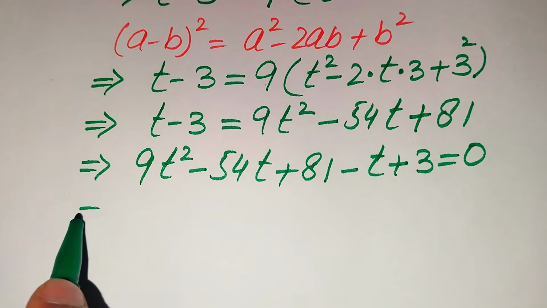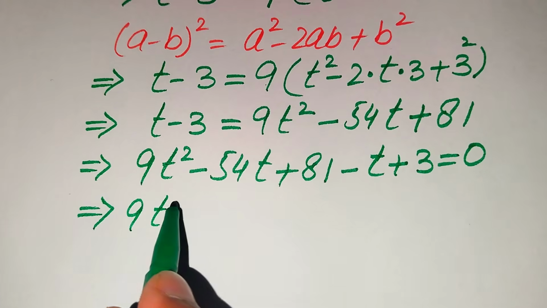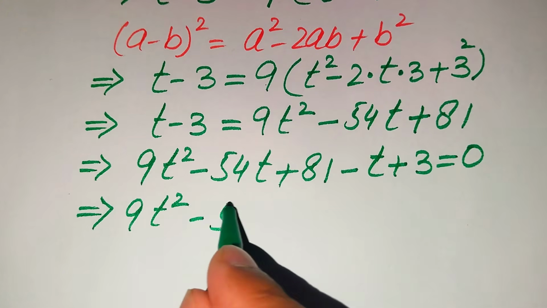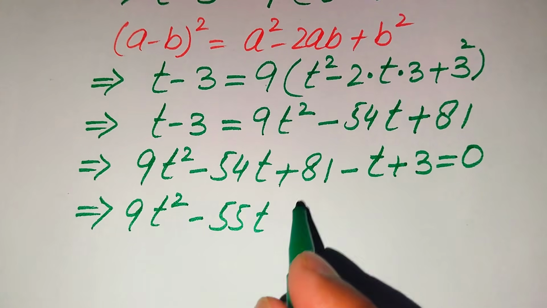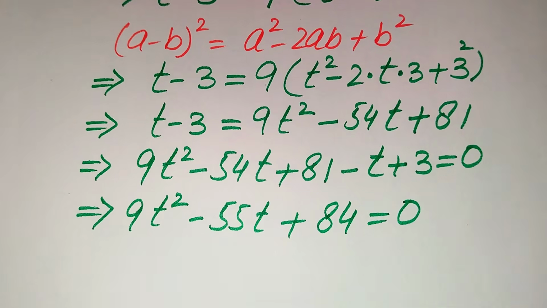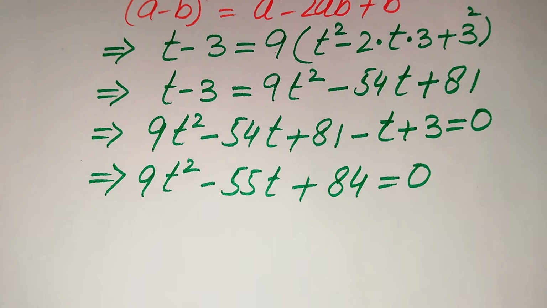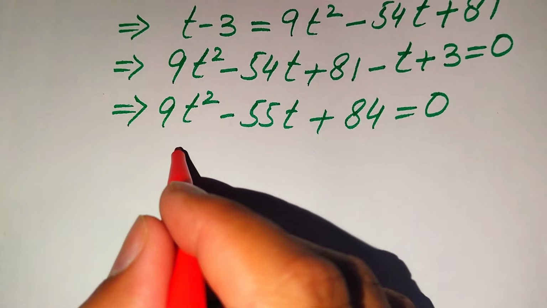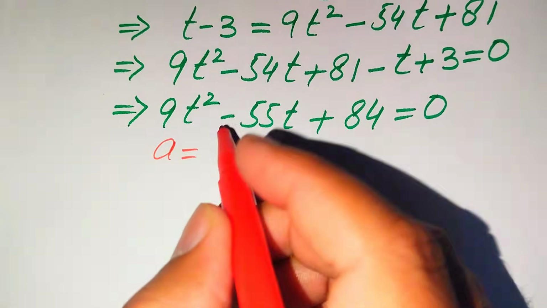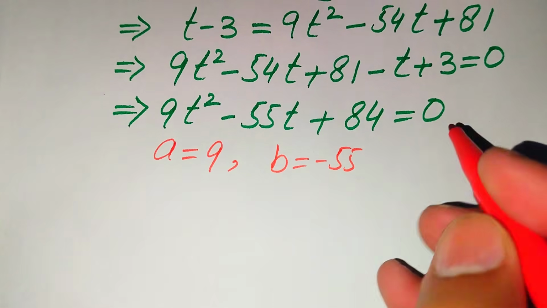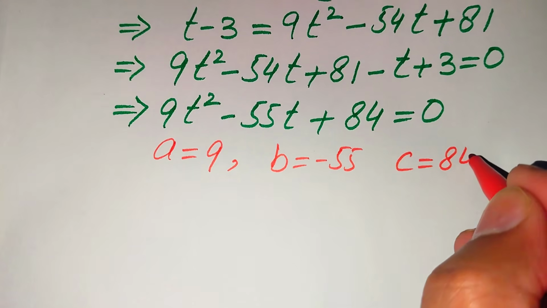In the next step, we add or subtract the like terms. This is 9t square minus 54t, and minus t becomes minus 55t, and 81 plus 3 becomes 84, and this whole equation is equal to 0. So you see that this equation is in quadratic form. Here we apply the quadratic formula to solve it. For this we write the coefficients: a is equal to 9, b is equal to minus 55, and c is equal to 84.